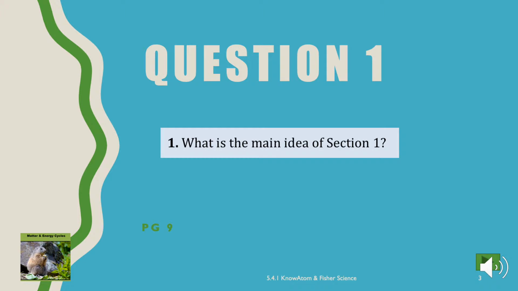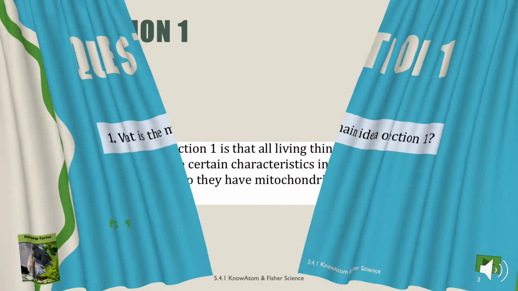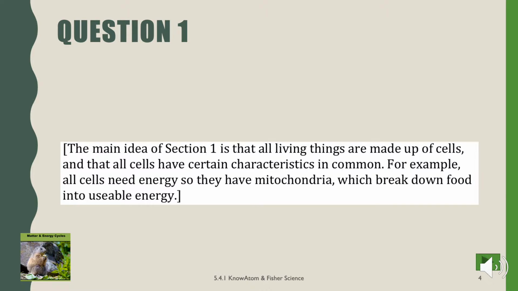As we've seen in all of our other units, we know that our first question is, what is the main idea? And in our main idea, it's easy to get confused with the examples that our book uses to demonstrate those main ideas. But we're really looking for the overarching topic, not something super specific. So with question 1, our main idea is that all living things are made up of cells, and that all cells have certain characteristics in common.